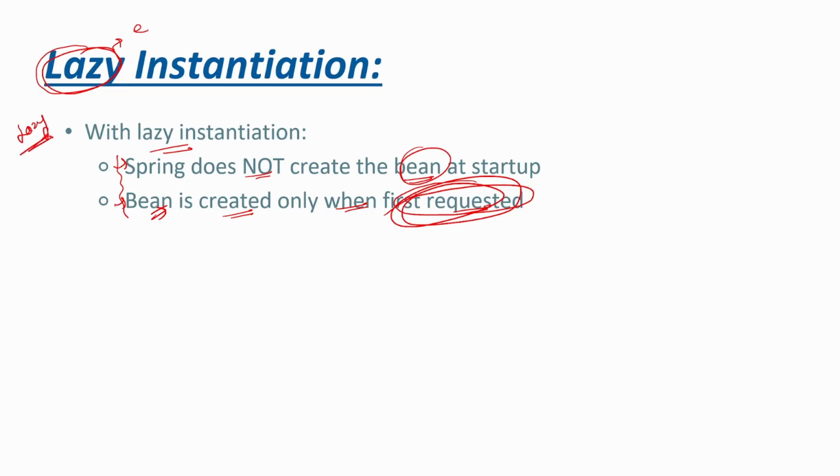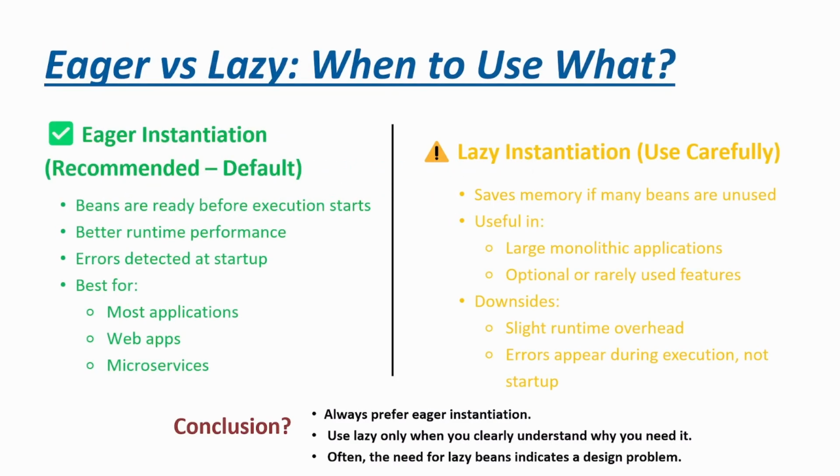Now let's see when to use what, and the advantages of both approaches. By default, eager instantiation is recommended and it is the default. Why is it recommended? Because beans are ready before execution starts, and it gives better runtime performance compared to lazy instantiation. And if there is any error in the bean, it is detected at Spring startup only. So this is best suited for most applications, web apps and microservices.